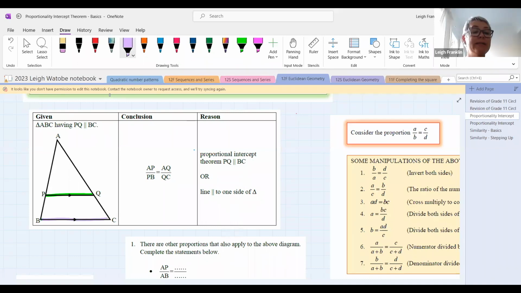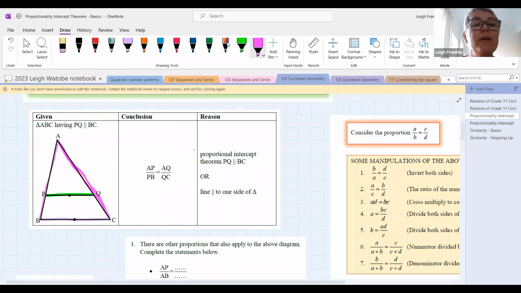Right, and what it does is it cuts the other two sides into the same proportions. So the sides that it cuts into the same proportions are this side over here, side AB, and it cuts side AC into the same proportions, right? What that means for us is that they are in the same ratio. They are not necessarily the same length.